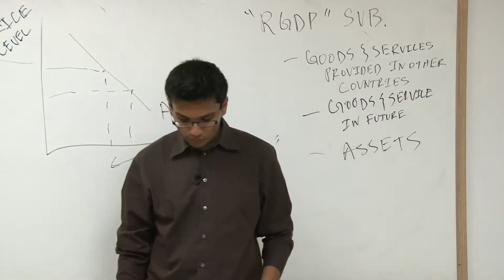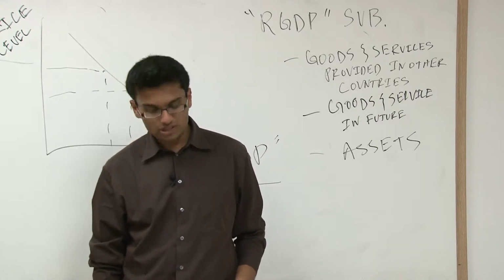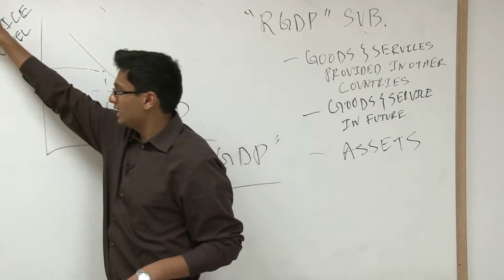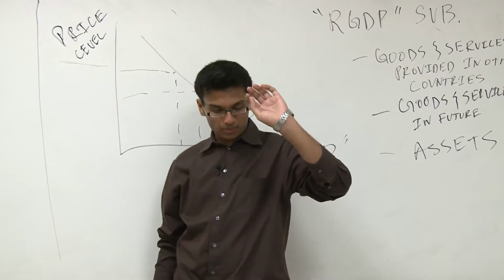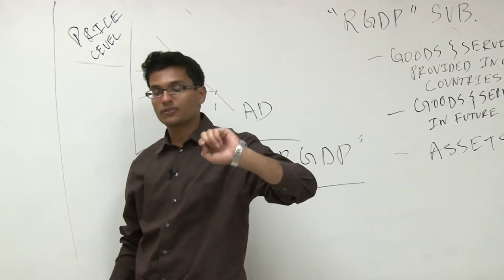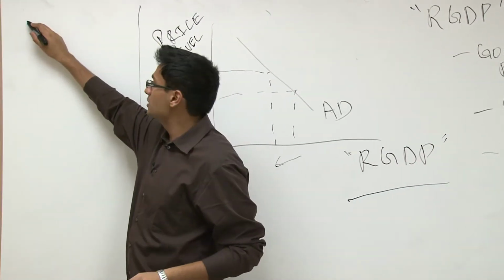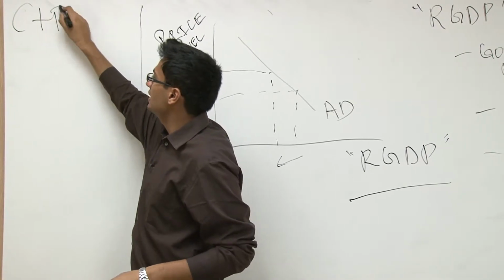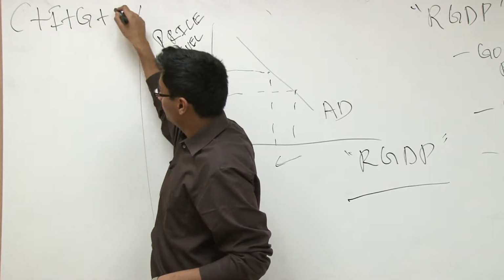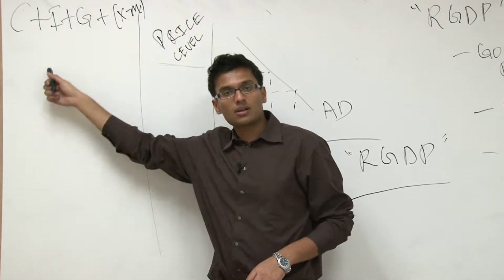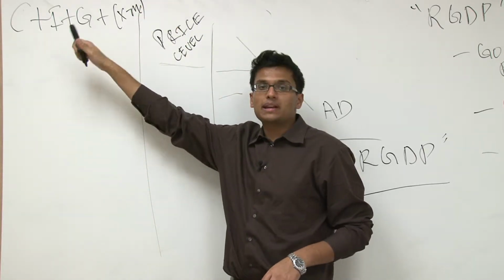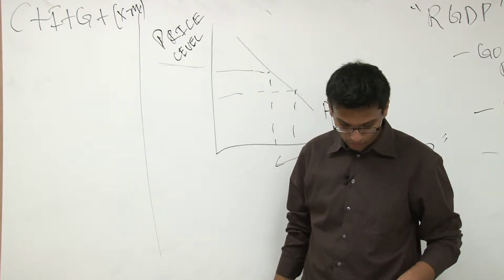So that being said, let's move on to changes in AD. How does AD change and why does AD change? For this I'm going to talk about four different things. You have probably seen this before, and these letters should look familiar: C, I, G, X minus M. What is that? Consumption, investments, government spending, net exports.